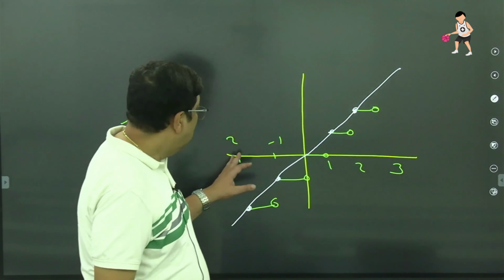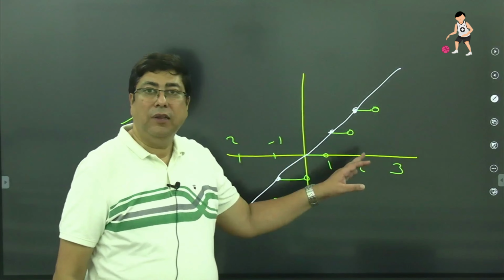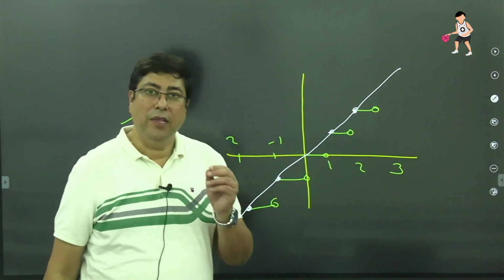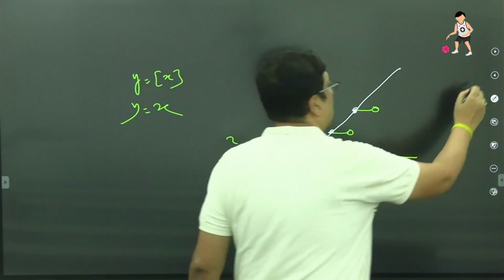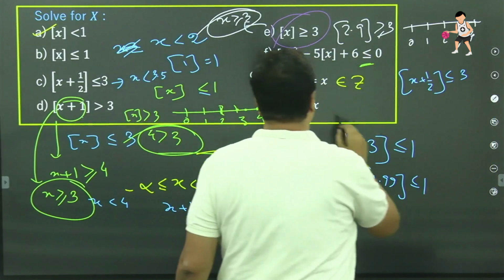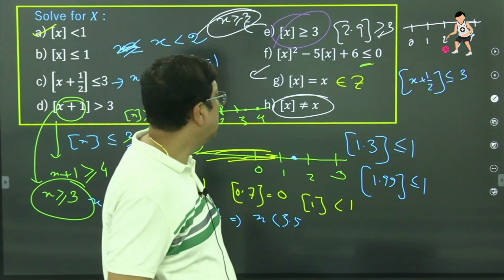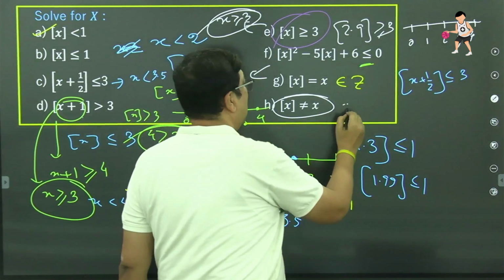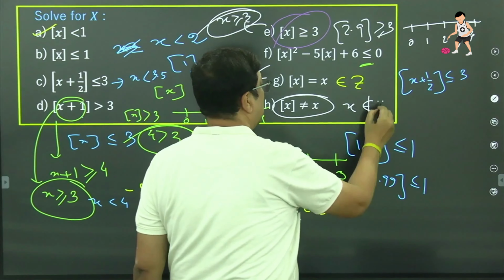It means all the integer numbers are getting satisfied. So x belongs to I or x belongs to Z, whatever you are saying. Next, floor x not belongs to integer, so x not belongs to integer number.